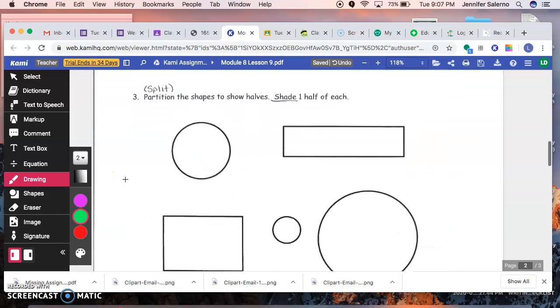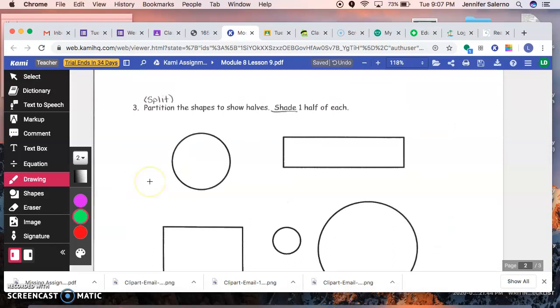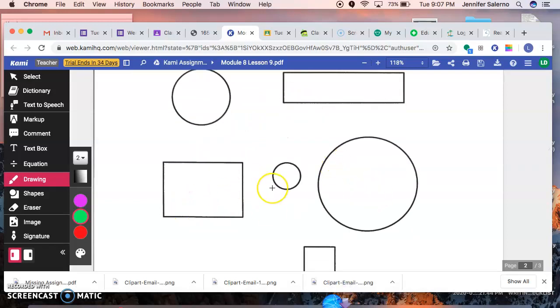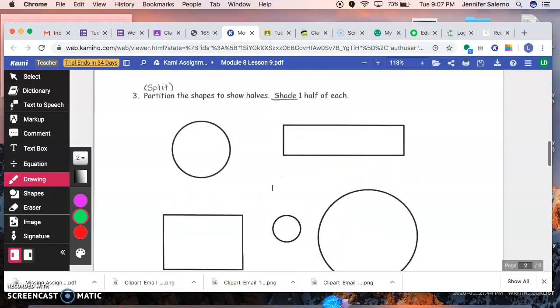So that's that. Now on this page, there's this big word right here that I'm going to tell you because this is a word you're going to use in 3rd grade. Partition. Okay, partition. Partition just means that you're going to split the shapes to show halves, and then you need to shade 1/2 of it. So now they're just giving you these shapes, but nothing is split up yet. You need to split them up into halves, okay?